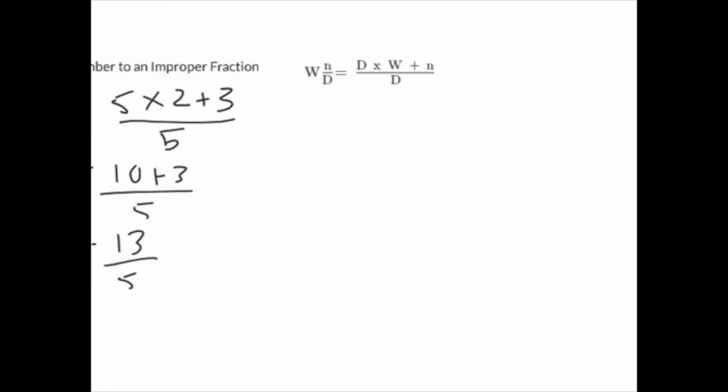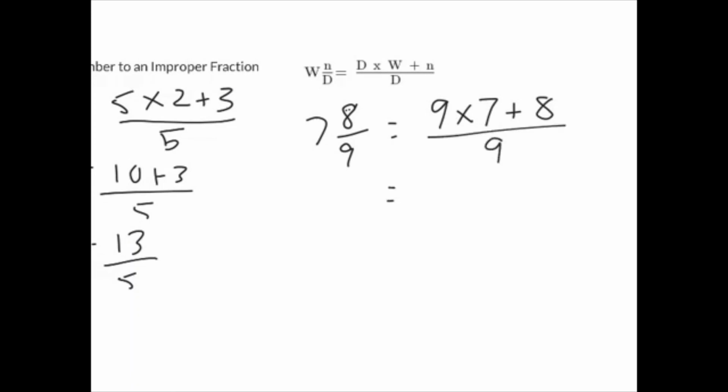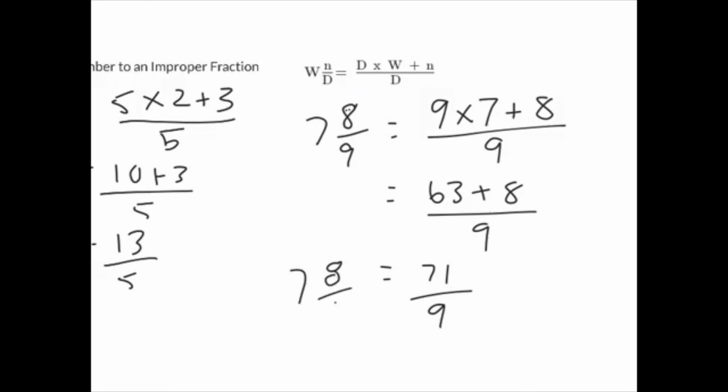We can do a second example. Perhaps we have 7 and 8 over 9. So again, we're going to take our denominator of 9, multiply that by our whole number of 7, and add our numerator of 8, and our denominator will stay the same. 9 times 7 is 63, plus 8 over 9, and 63 plus 8 will be 71 over 9. So 7 and 8/9, sorry for the bad 8, would be equal to 71 over 9.